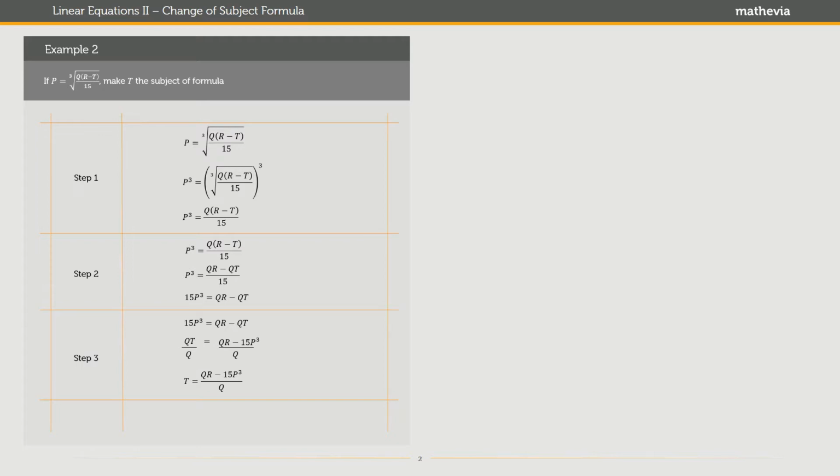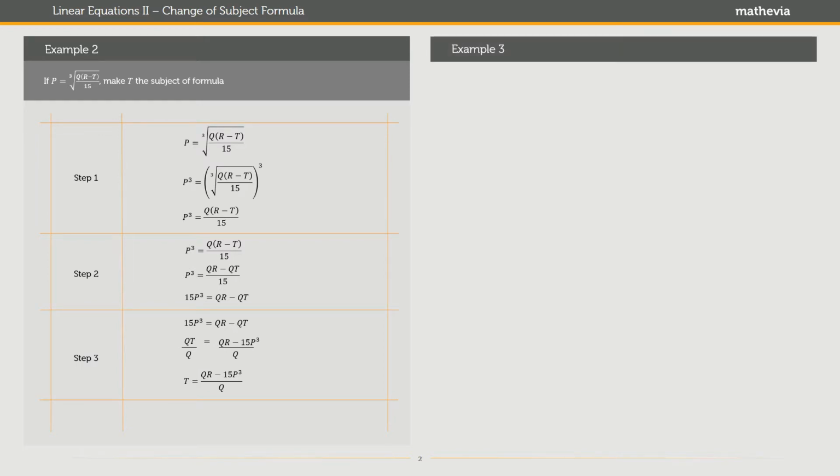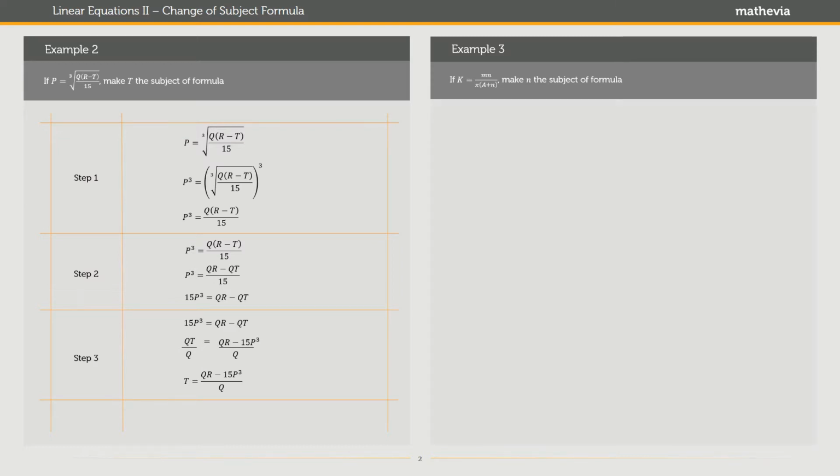So we've rearranged this formula and we now have t as our subject of formula. It's actually really easy. It's pretty much just solving a simple linear equation. Now another example, example 3. Example 3 says if k equals mn over xa plus n, make n the subject of formula. Now this one is actually very, very interesting.